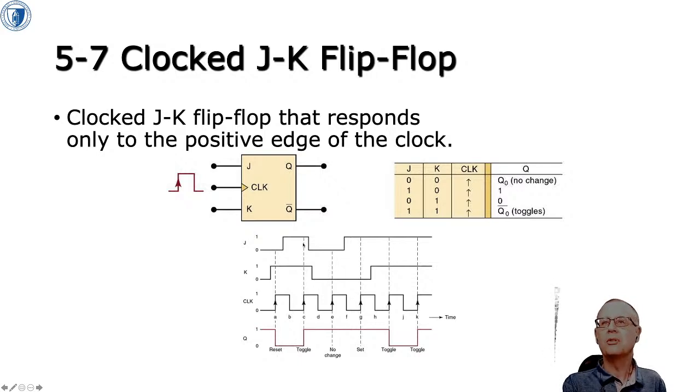The next one, we've got a 1 and a 1, so it's doing a toggle. Then we've got a 0 and a 0, so there's no change. Then we've got a 1 for J and a 0 for K, so that's a set operation. And then the next two, both J and K are 1, so we toggle.